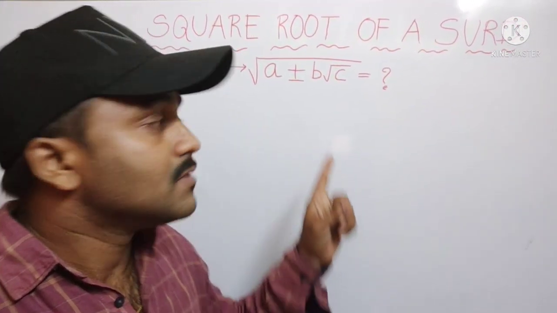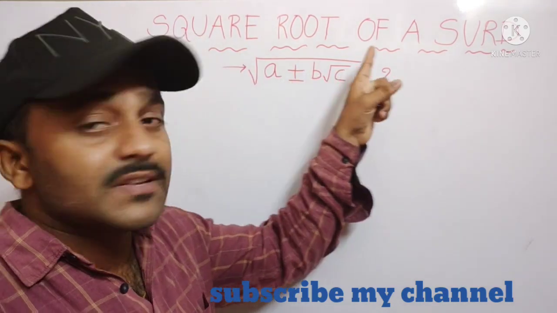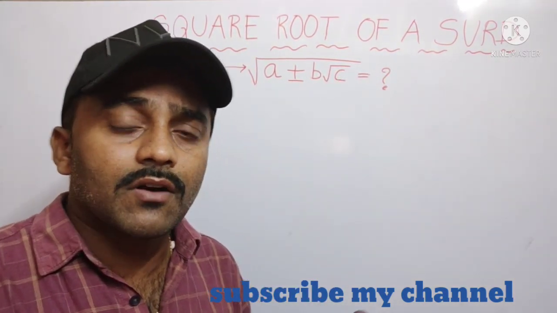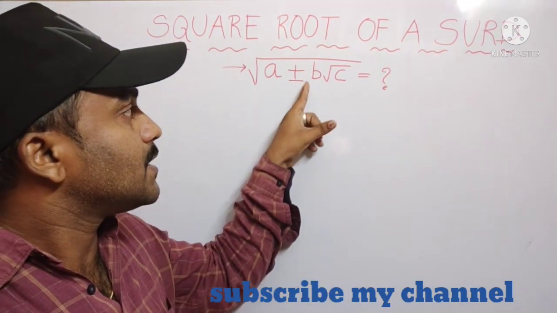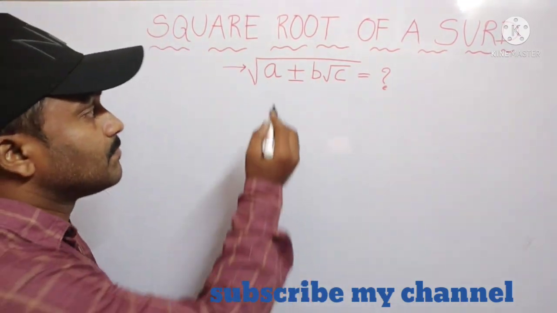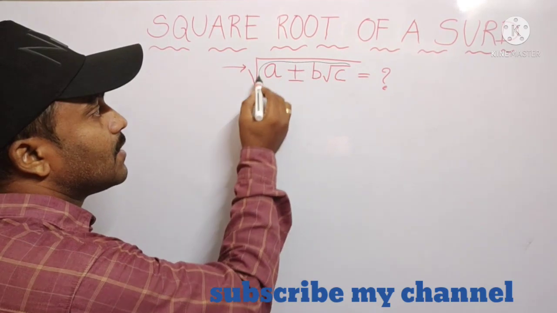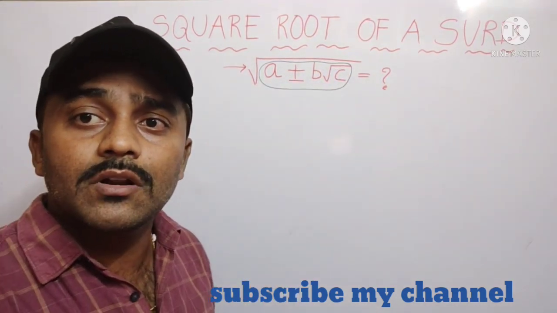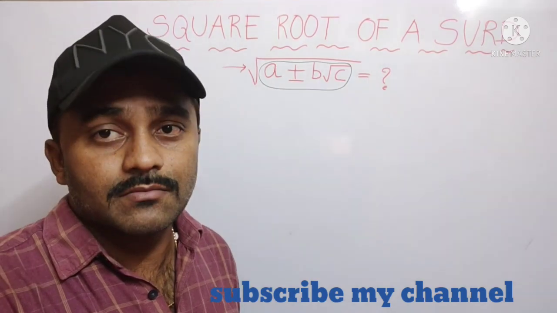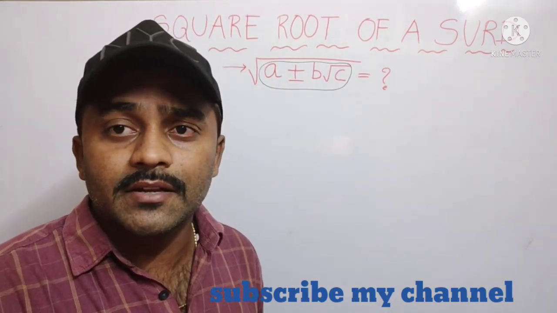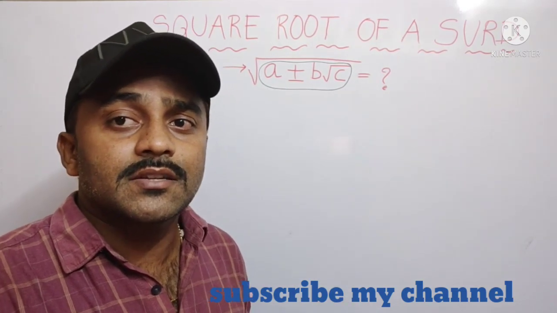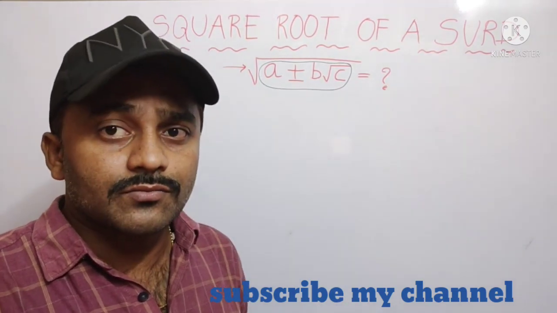Coming to the topic. The topic is square root of a set. Generally, the set will be in the form a plus or minus b root c. How to find the square root of that type of set? The problems will be categorized into two ways, so we can discuss them in model 1 and model 2.